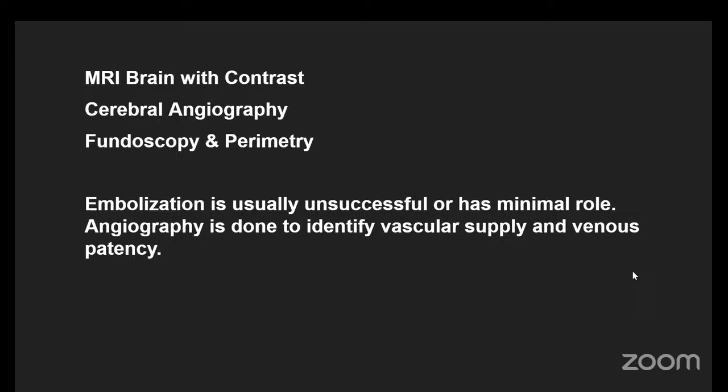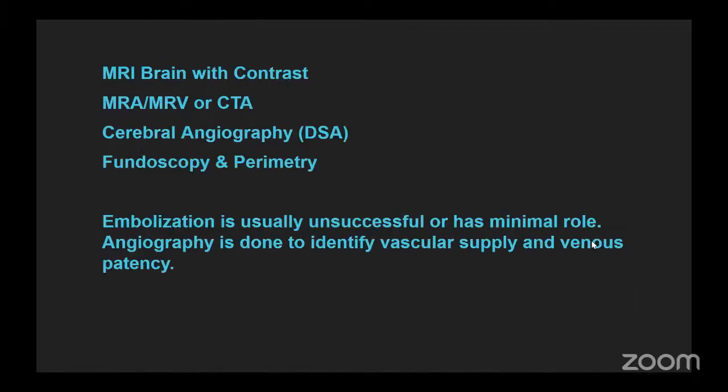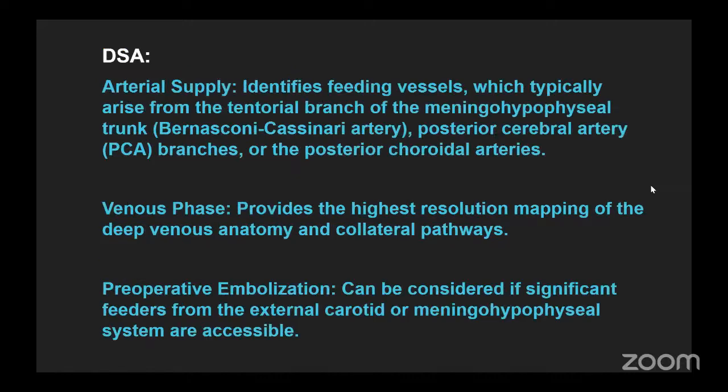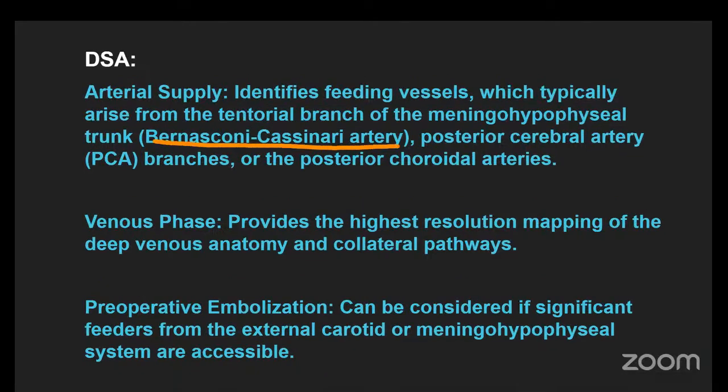Okay, so this is a repetition of the slide. Please ignore it. We have come to the DSA and we have discussed these arteries. Yes, I forgot the PCA. The most important concern here is the tentorial artery, which is the artery of Bernasconi and Cassinari. It comes from the ICA. Then we have some branches from PCA, sometimes posterior choroidal arteries. Venous phase is really important for us.